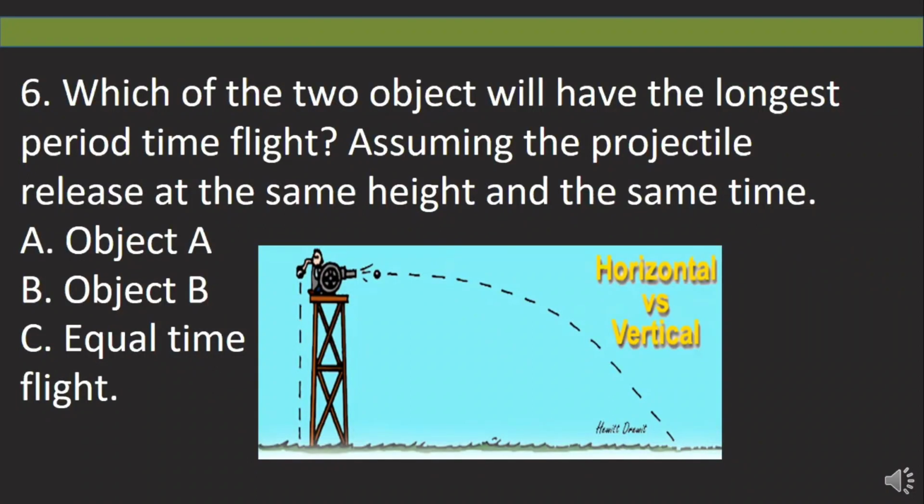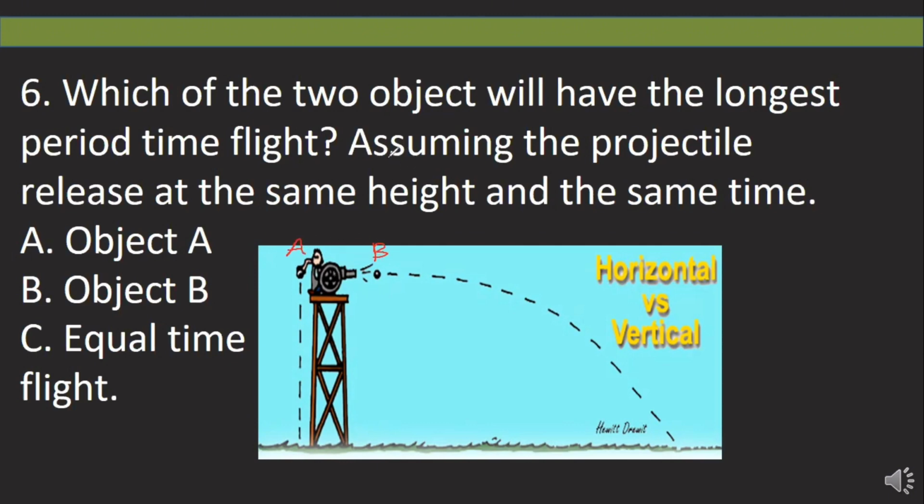Good day, everyone. Today, let's explore the concept behind this question. Which of the two objects will have the longest time of flight, assuming the projectiles are released at the same height and at the same time? In order to answer this kind of question, let's begin by identifying which is object A. So, this is object A, and this is object B.